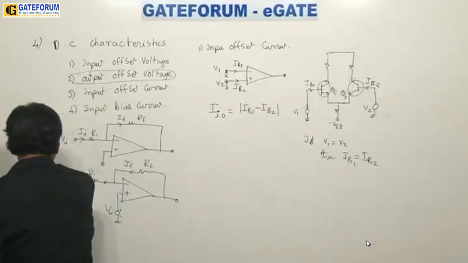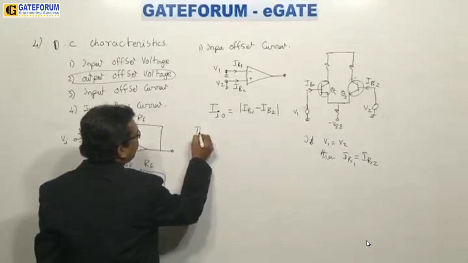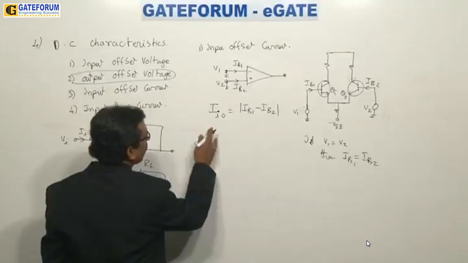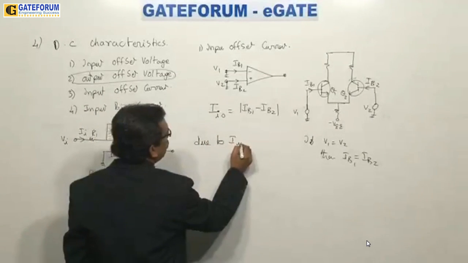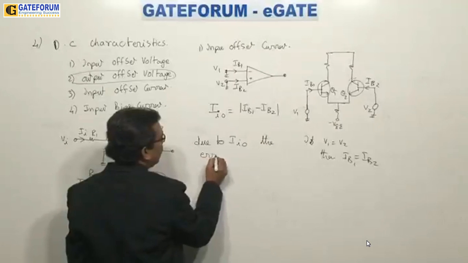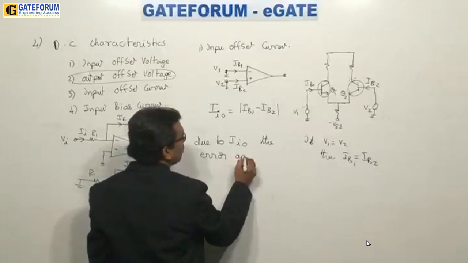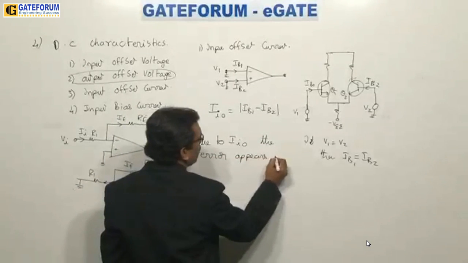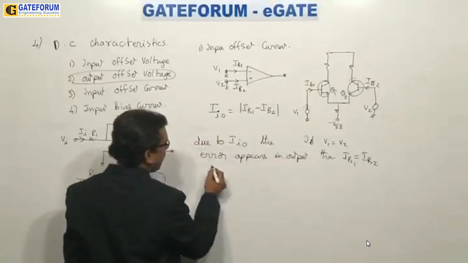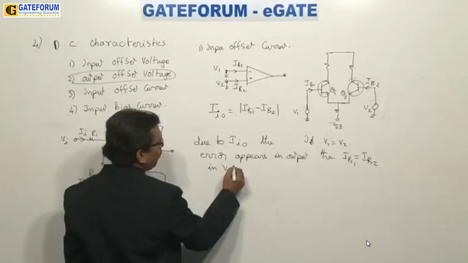Due to IIO, the error appears in the output in voltage form.